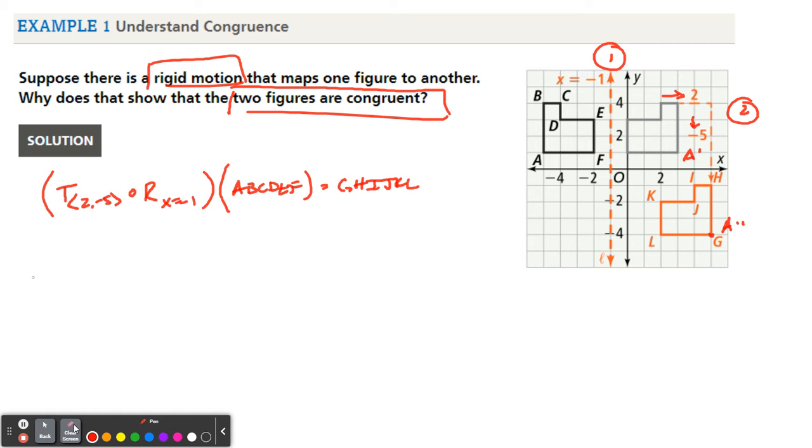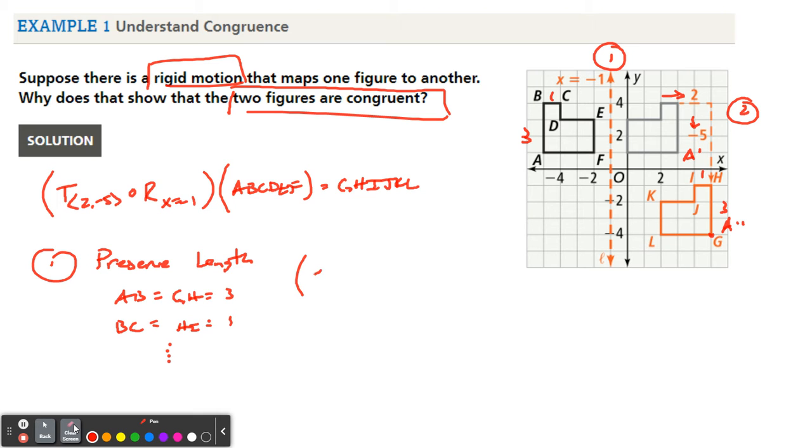Well, let's just look at some of the side lengths, right? Because number 1, your rigid motion should preserve length. So let's just look at AB, right? So AB should be the same length as GH, and we can count that. AB is 3 and GH is 3. Let's look at BC. BC should be the same as HI because they're corresponding in the same spot. BC was 1, HI is 1. And we could do this so on and so on. So what this means is that the sizes are the same. They're the same size, right? If their side lengths are the same size.